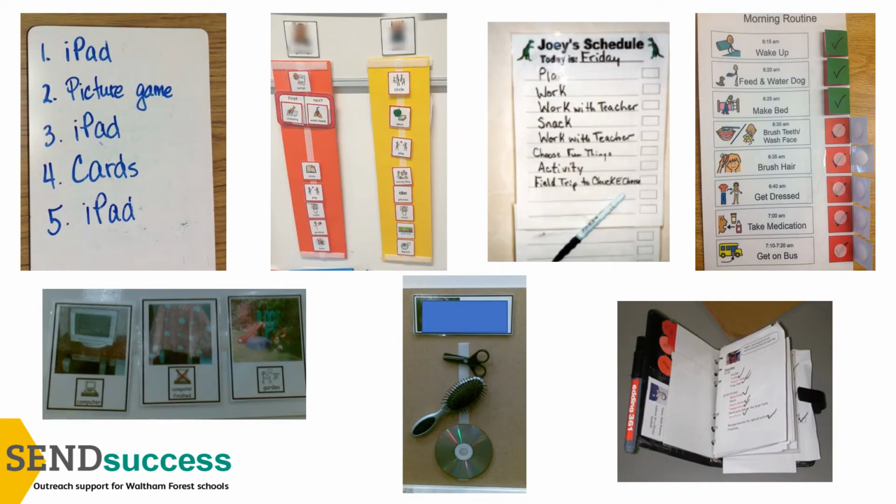So here are other examples of what a visual timetable may look like. As you can see, some of this can be typed up on a computer, it can be laminated symbols on a Velcro strip, but it can also be quite simply using a pen and a whiteboard to write out and make it clear what's happening and what's happening next.